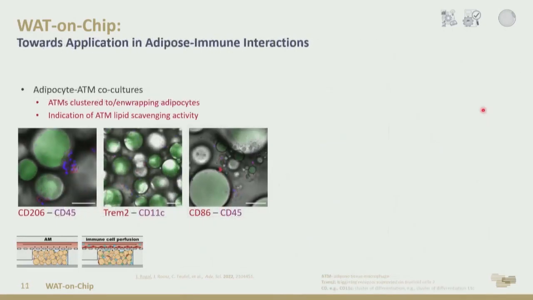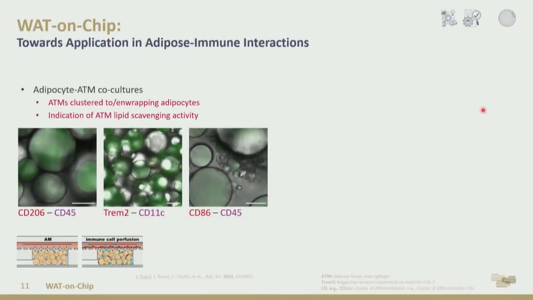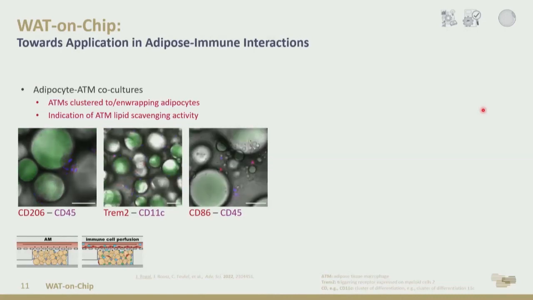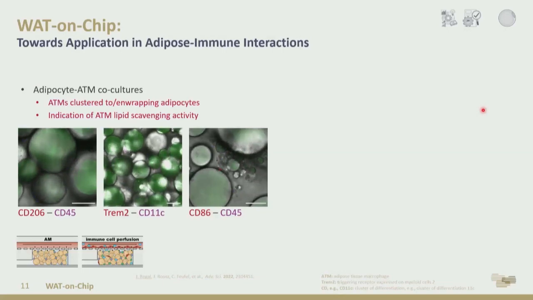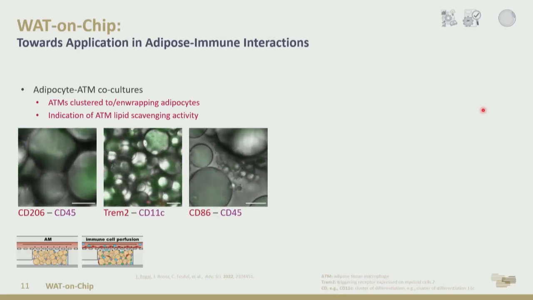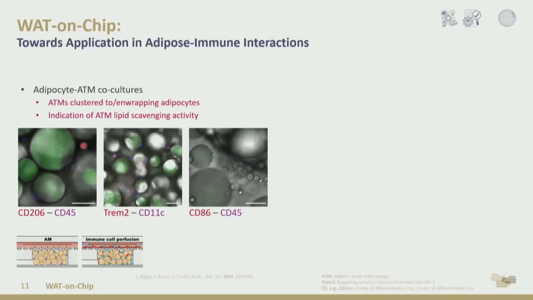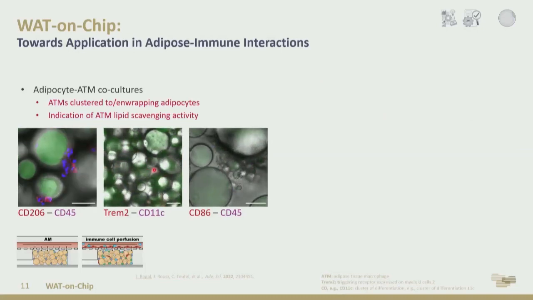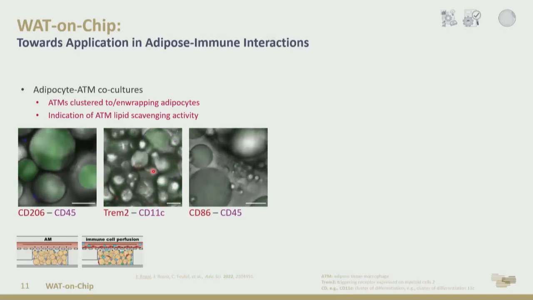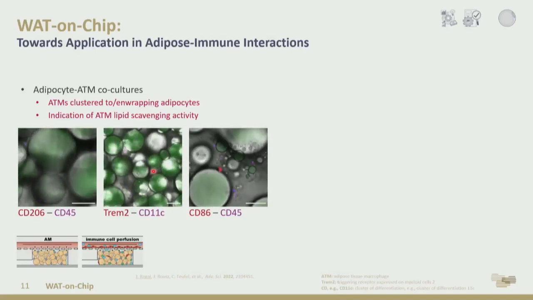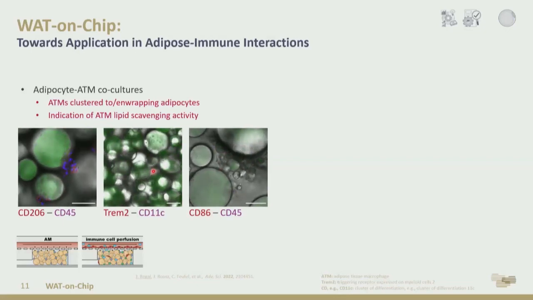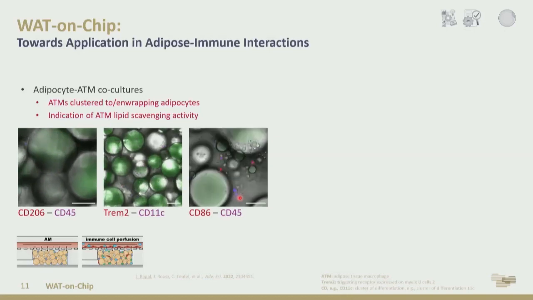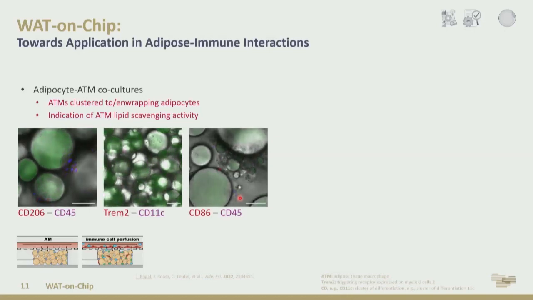To pave the way towards a model application in adipose immune interaction, we built adipocyte macrophage co-culture systems. In these imaging experiments, you could see that the macrophages sometimes cluster, or sometimes even fully enwrap adipocytes. Moreover, since we found lipid accumulation inside of our macrophages, which can be seen here, this might indicate some lipid scavenging activity.